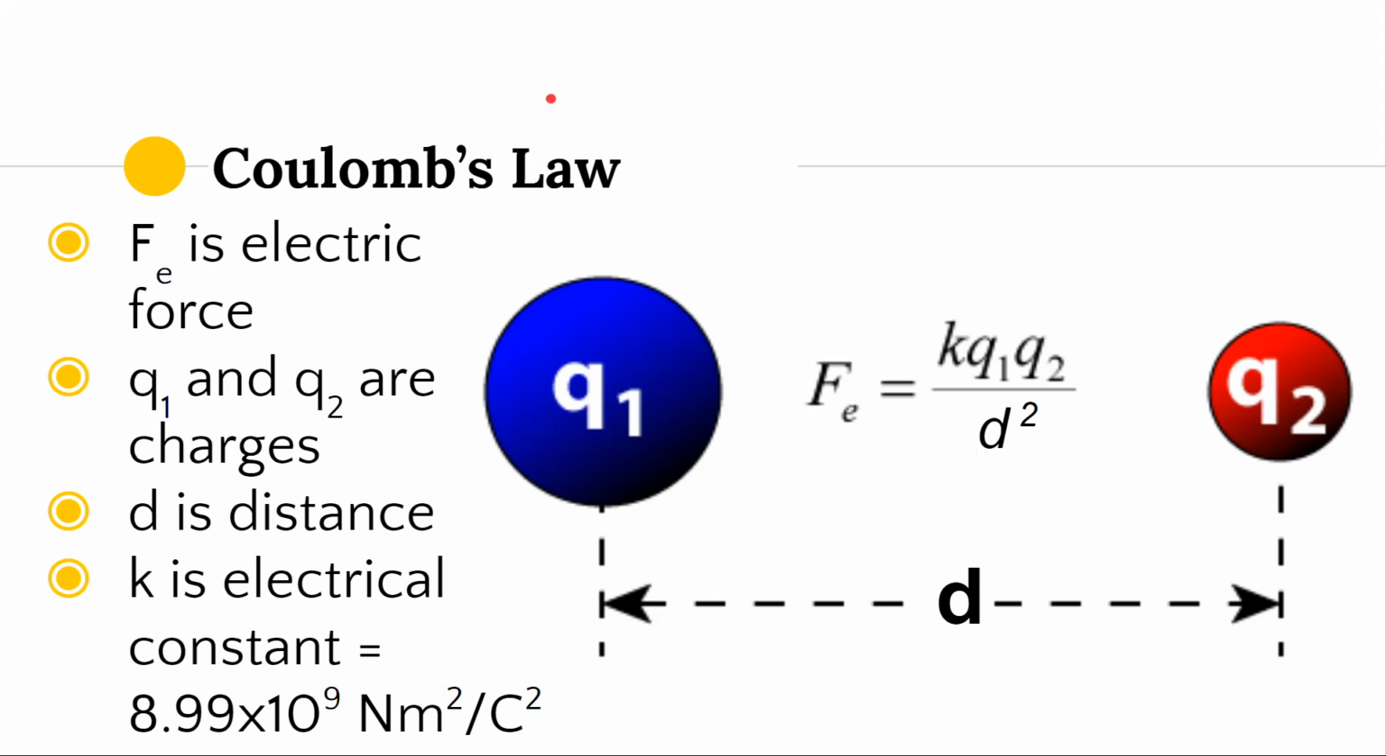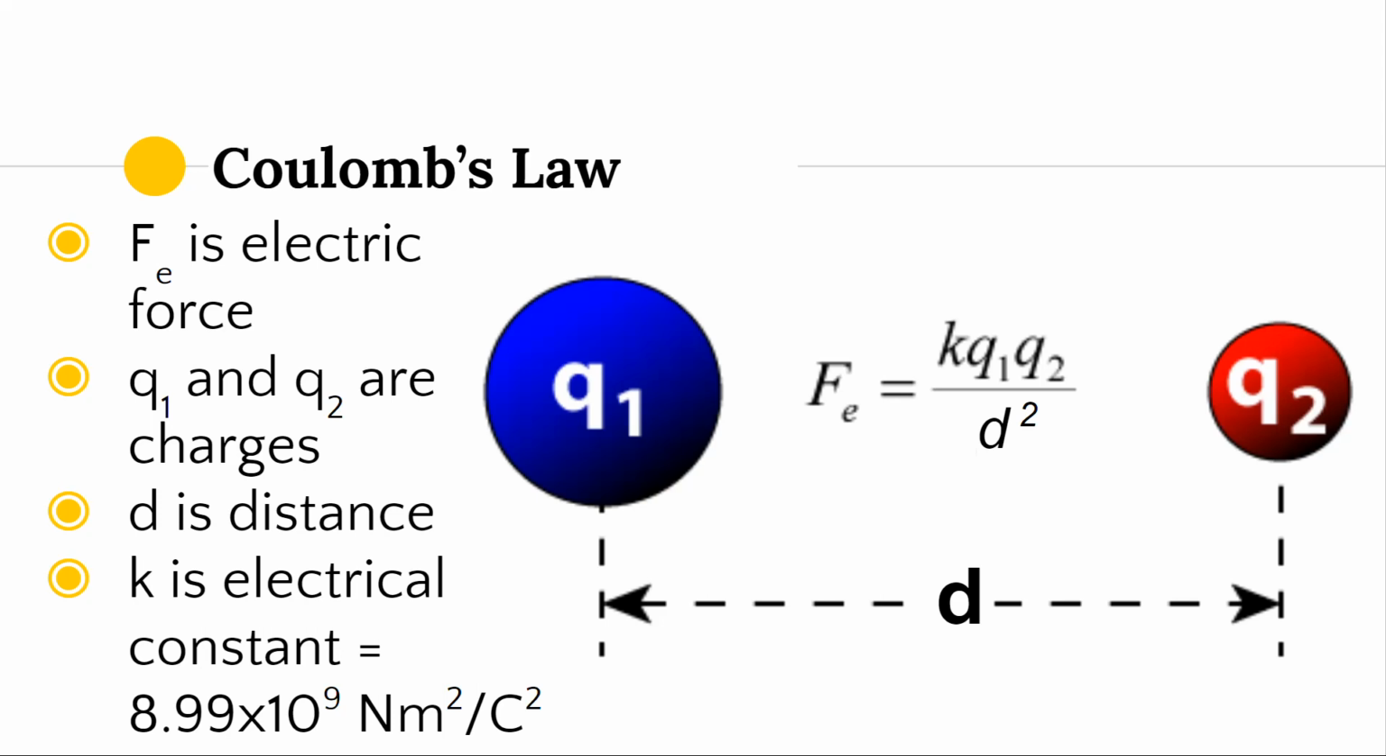But in this equation, F sub E is your electric force. So that's the force of attraction or repulsion. Okay, that is a difference between this and the universal law of gravitation. Gravity was only ever attractive, but this time we can have repulsion: like charges repel.